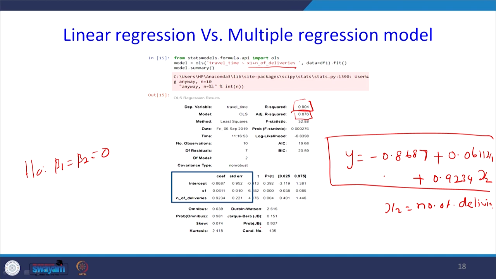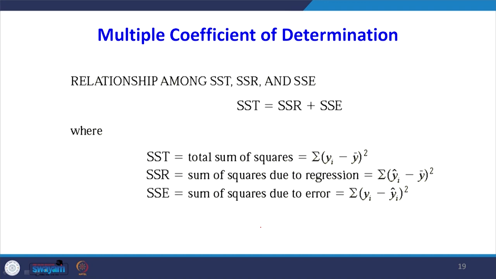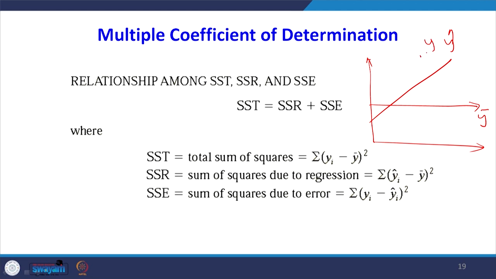Relationship among SST, SSR and SSE: we know that SST, the total sum of squares, equals regression sum of squares plus error sum of squares. I have explained this in my previous lecture. For your convenience, I am drawing it one more time. This is your y bar, this is your y hat, and this is y.